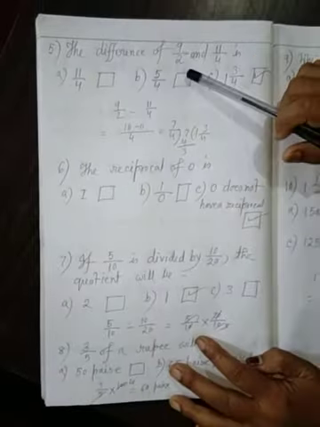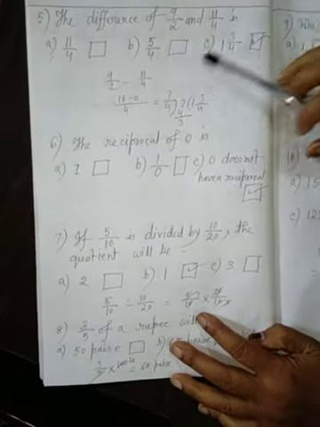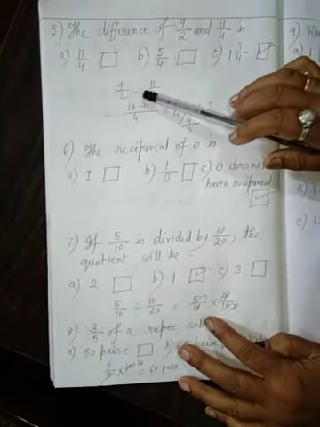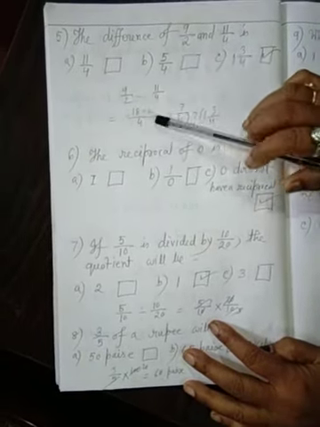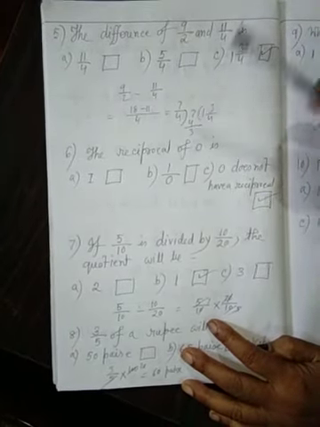5. The difference of 9 by 2 and 11 by 4 is 11 by 4, 5 by 4, 1 3 by 4. I do the sums here: 9 by 2 minus 11 by 4. 2 twos are 4, so 18 by 4 minus 11 by 4 is 7 by 4, which is 1 3 by 4. That is the answer.